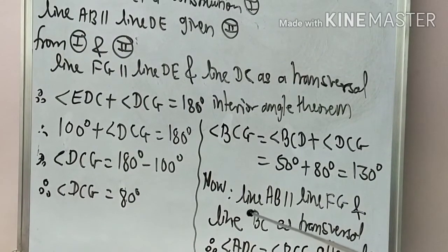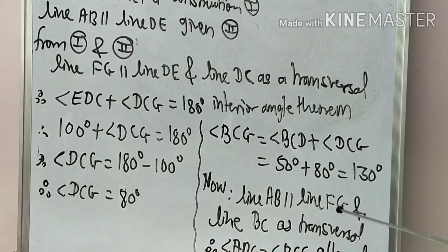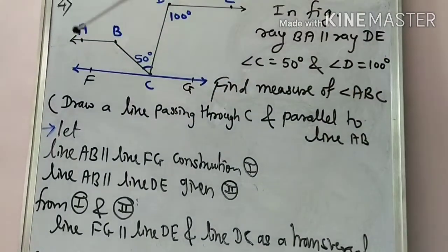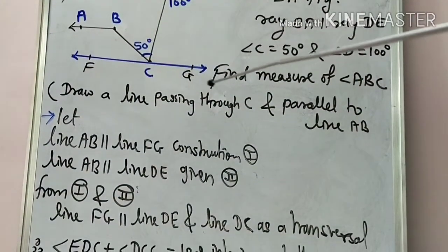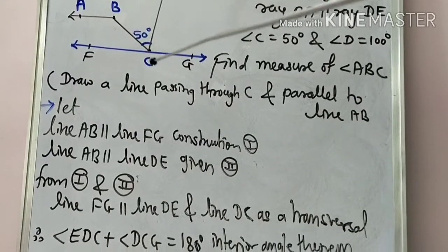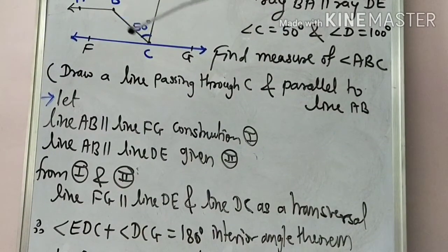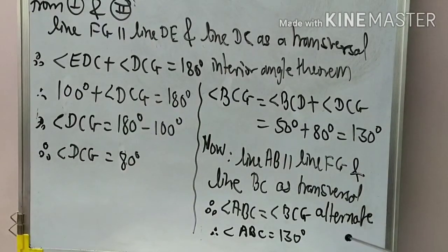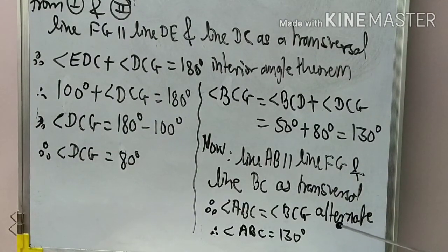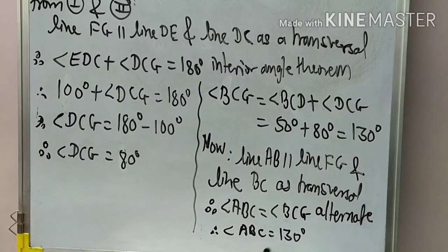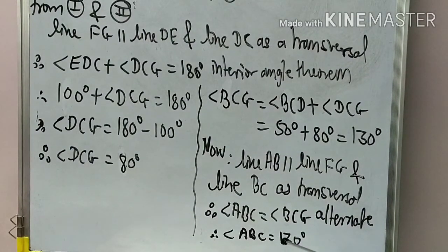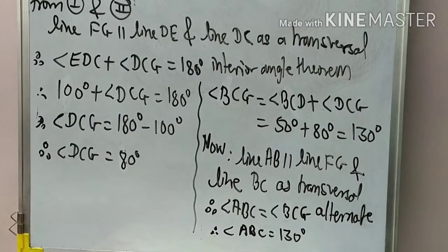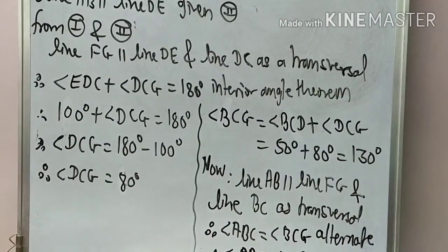And then with that construction, AB is parallel to FG, and we take BC as a transversal. Here as you observe, AB is parallel to FG and BC is a transversal, so ABC and BCG are what? Alternate angles. So according to the alternate angle theorem, ABC is equal to what? Angle BCG, and angle BCG is 130 degrees. So this is an example asked in exams for 3 marks.